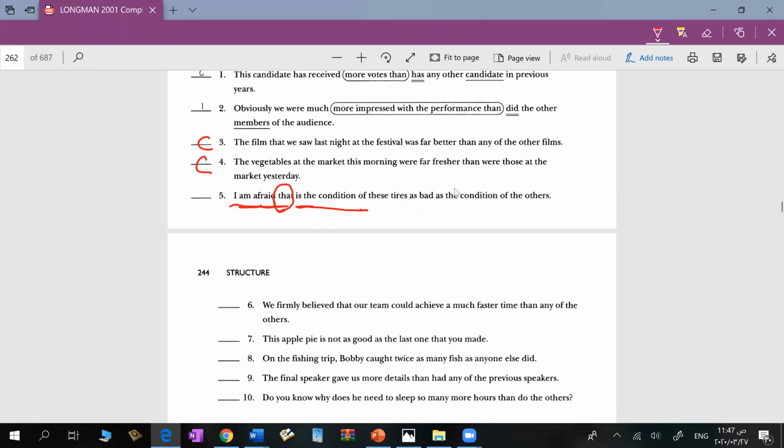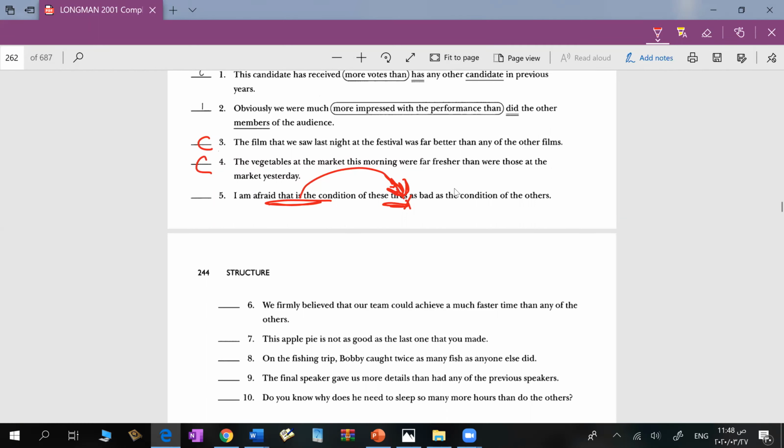is the condition of these. After that, we need what? Noun. Subject and the verb. Yes. Right? Here there is an inversion, we have a verb inversion also. Why do we invert here? After that, we need a subject and a verb. I'm afraid that the condition of these tires is as bad as blah, blah, blah. There is no need here for inversion.